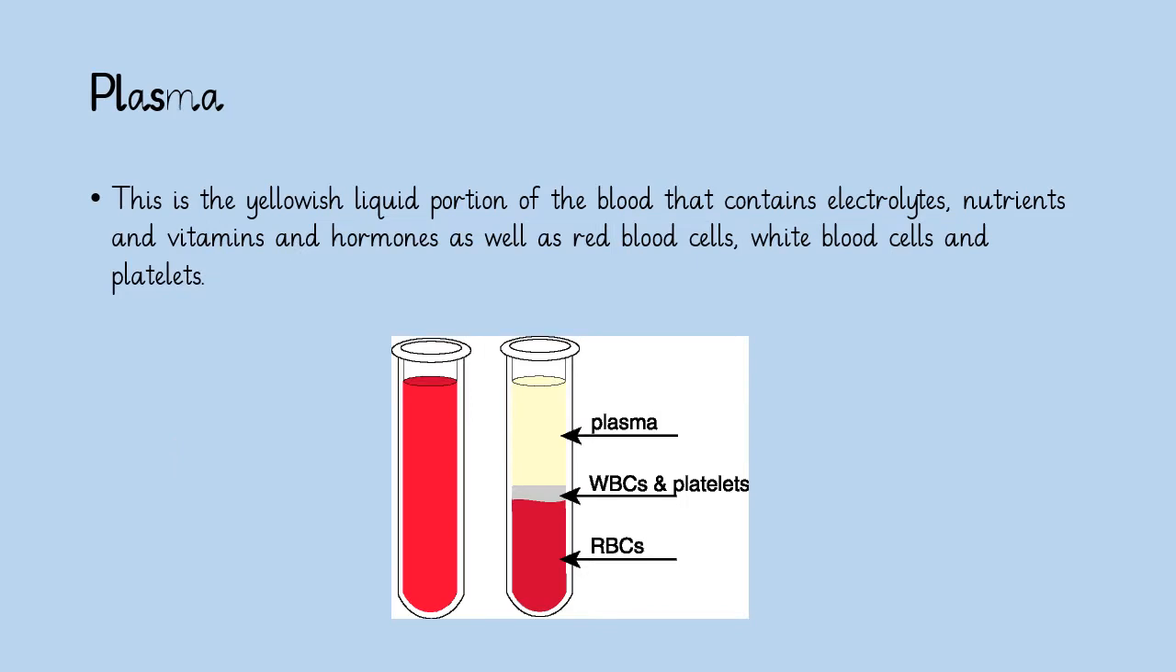First of all, plasma. So plasma is the yellowish liquid portion of the blood that contains electrolytes, nutrients and vitamins and hormones, as well as red blood cells, white blood cells and platelets. So this is the yellowish liquid that makes your blood into the liquid form that it is. You can see there that when we've separated the different parts of the blood out, so the plasma, the white blood cells, the platelets and the red blood cells in the diagram, the plasma actually takes up a large chunk, well, over 50%. And that plasma contains the red blood cells, the white blood cells and the platelets, as well as other helpful things like nutrients and vitamins.